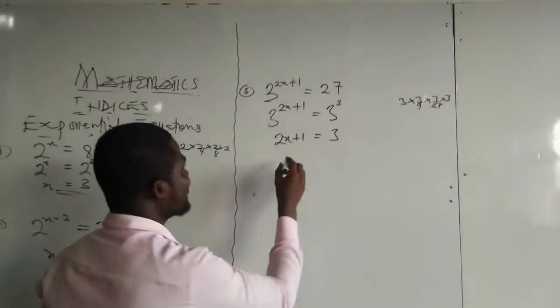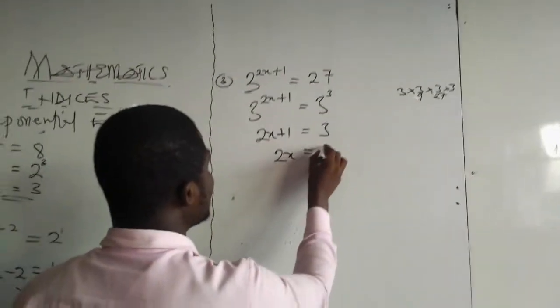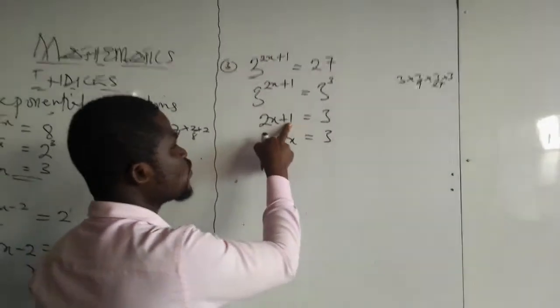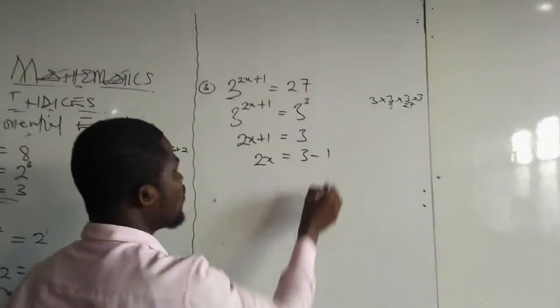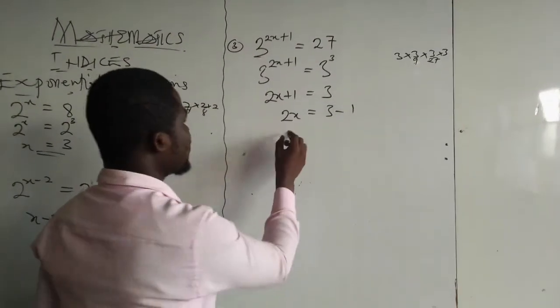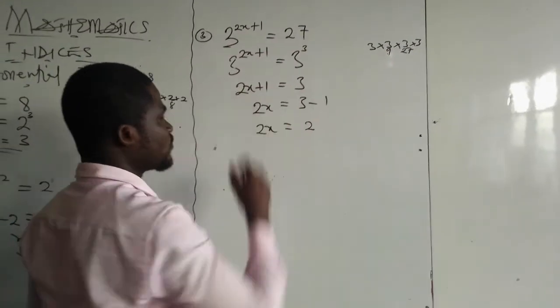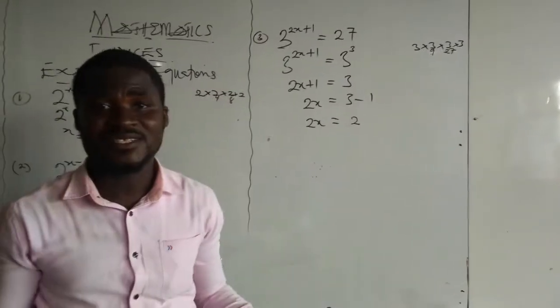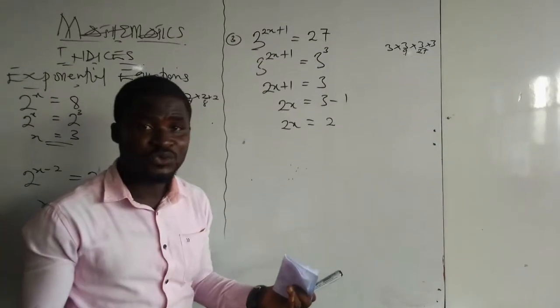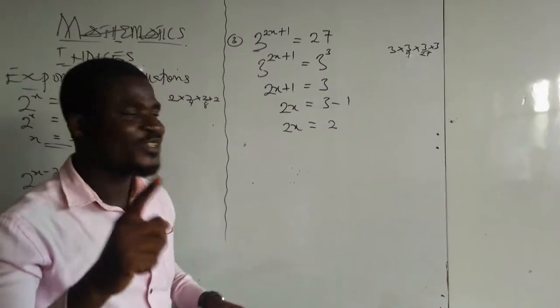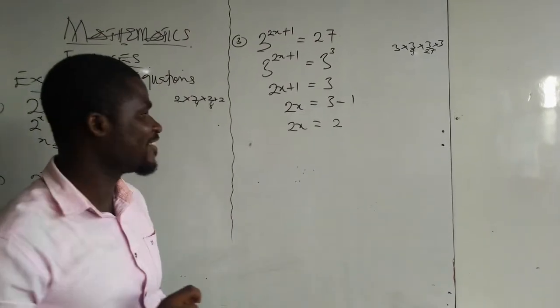So we are going to have 2x equals 3. Now, this 1 will cross the equal sign to become negative 1. So we are going to have 2x equals 3 minus 1, which will give us 2. Now what are we looking for? We are looking for x. So what are we going to do? Good. Your guess is as good as mine.